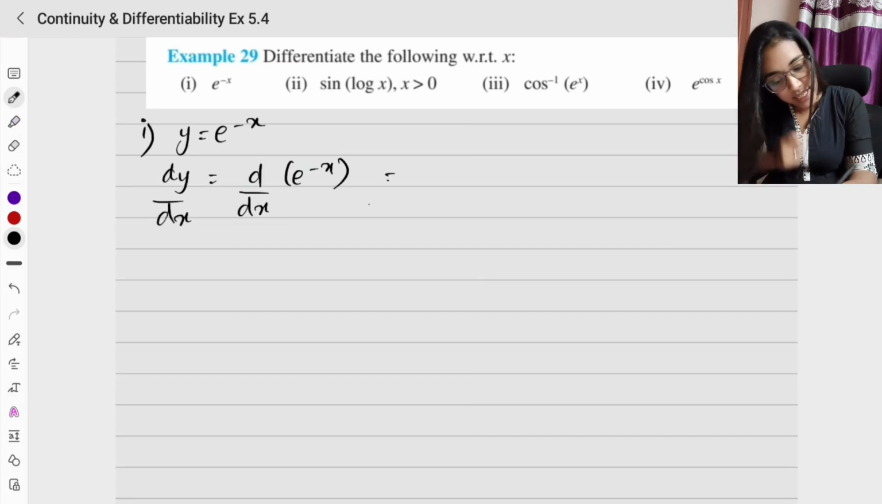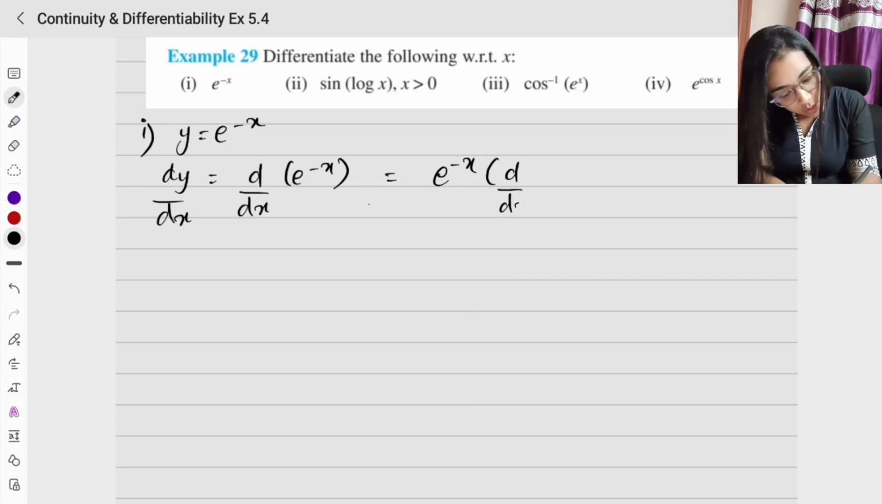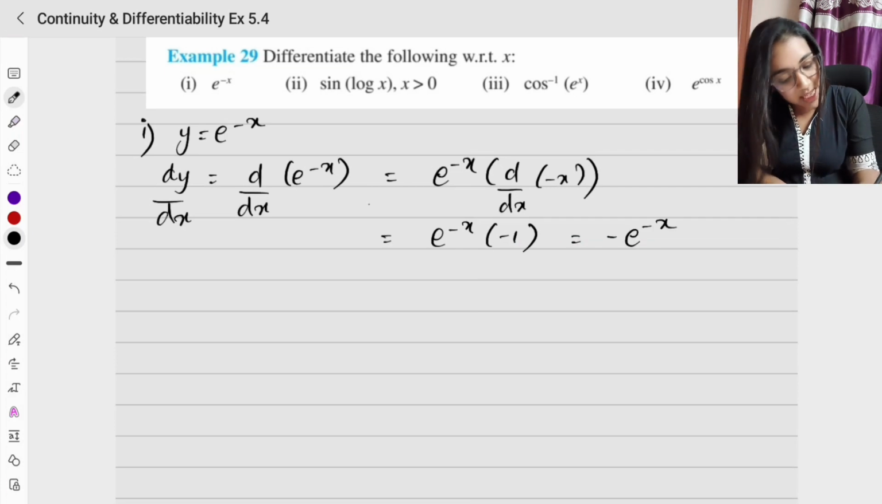So what is the derivative of e to the x? It is going to be simply e to the x, but I have a minus x inside the bracket. So I need to do d by dx of minus x also. So what is my final answer? D by dx of minus x is minus 1. So my final answer is minus e to the minus x.